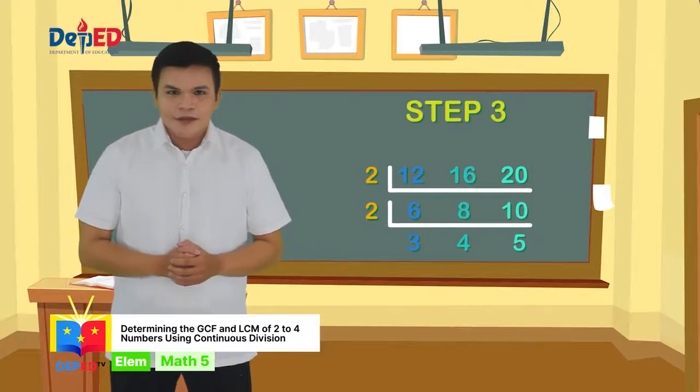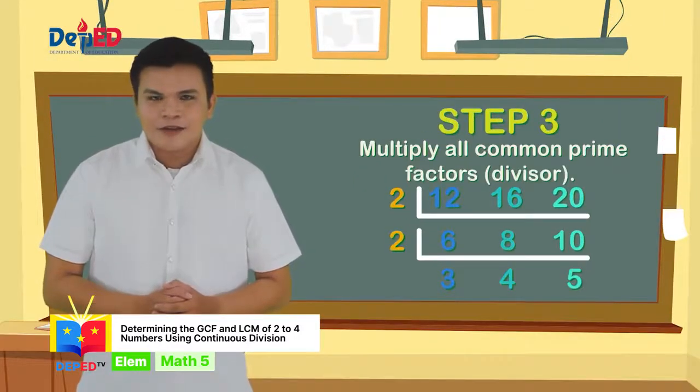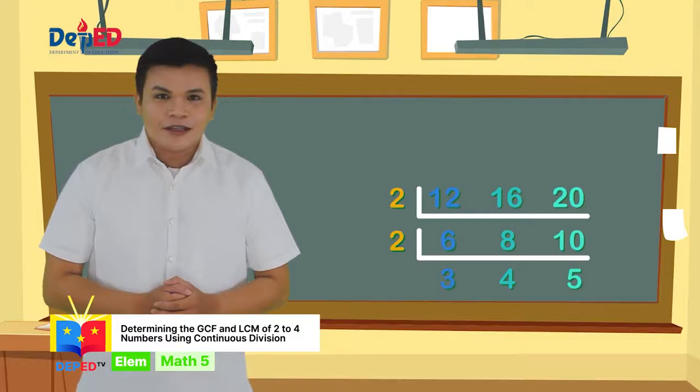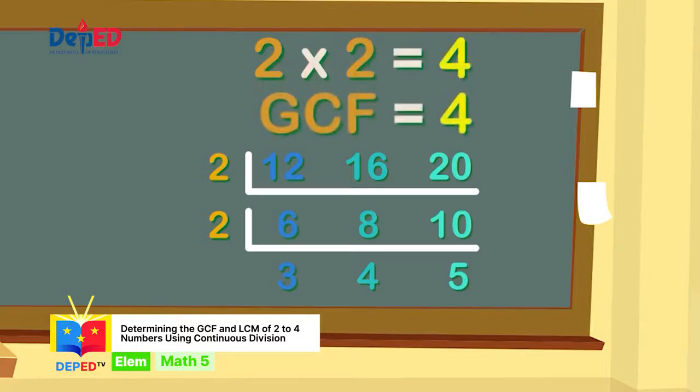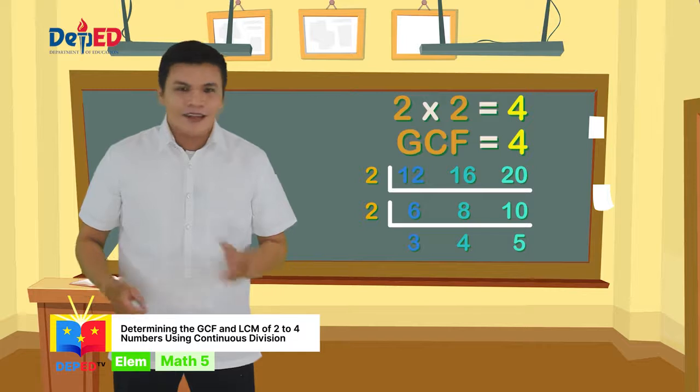So step 3, multiply all common prime factors or the divisor. Our prime factors are 2 and 2. Therefore, we have to multiply them. 2 times 2 is equal to 4. Now, the GCF is 4. Before making the conclusion, let's check.